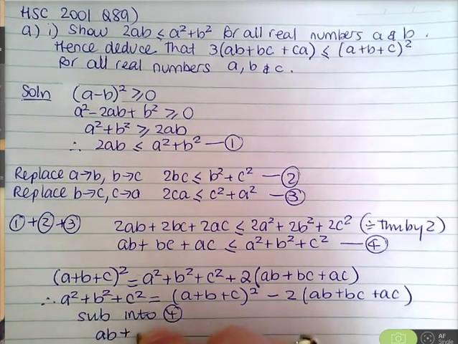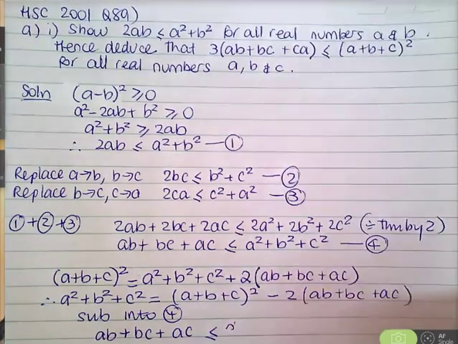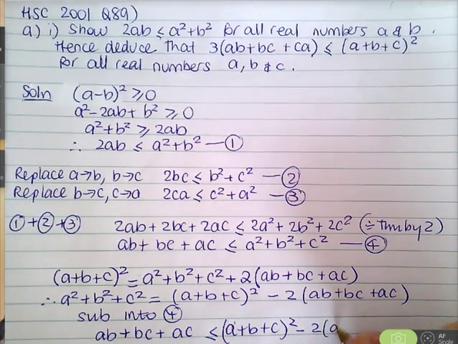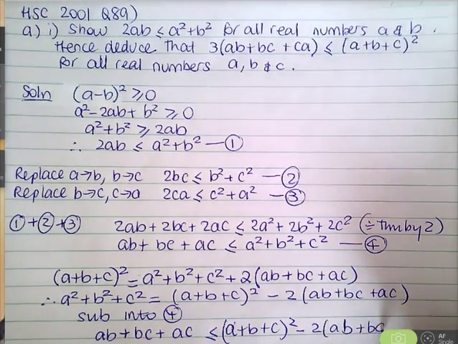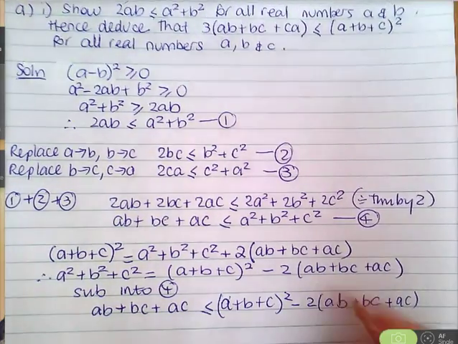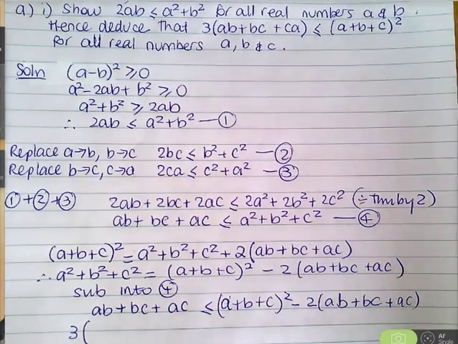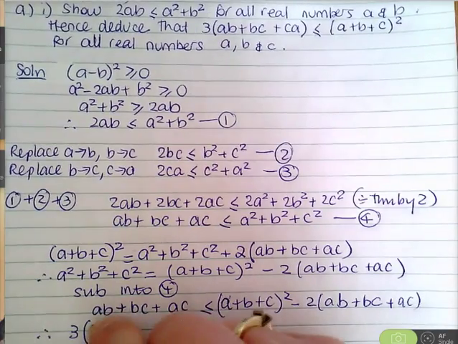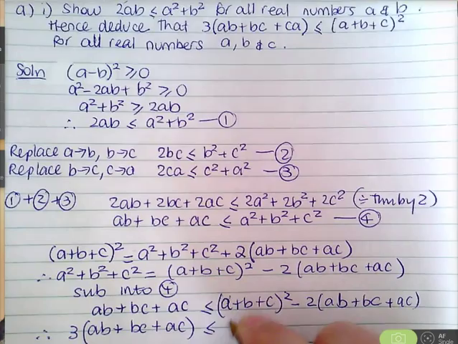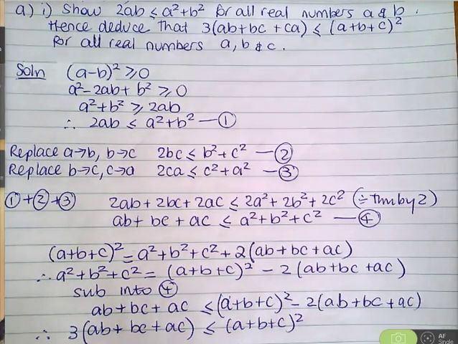You would then get AB plus BC plus AC is less than or equal to A plus B plus C squared minus 2 lots of AB plus BC plus AC, and then just rearranging, and adding the plus 2 lots of this to the other side, you get therefore 3 lots of AB plus BC plus AC is less than or equal to A plus B plus C squared. Okay? All right.